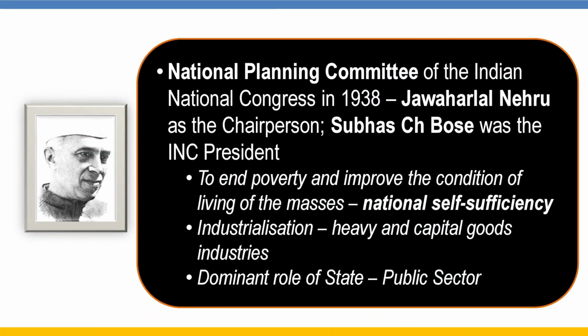a National Planning Committee under the chairmanship of Jawaharlal Nehru was constituted within the National Congress when Subhas Bose was the president in 1938. And there were three major thrusts in this committee regarding economic planning. It suggested that to end poverty, to improve the condition of the living masses, and to attain national self-sufficiency, we need to have planning. It focused on industrialization, particularly on heavy and capital goods industries, and it envisaged a dominant role of the state. How do you do that? By establishing a large public sector. So this was the idea of the National Planning Committee, which was a part of the Indian National Congress.